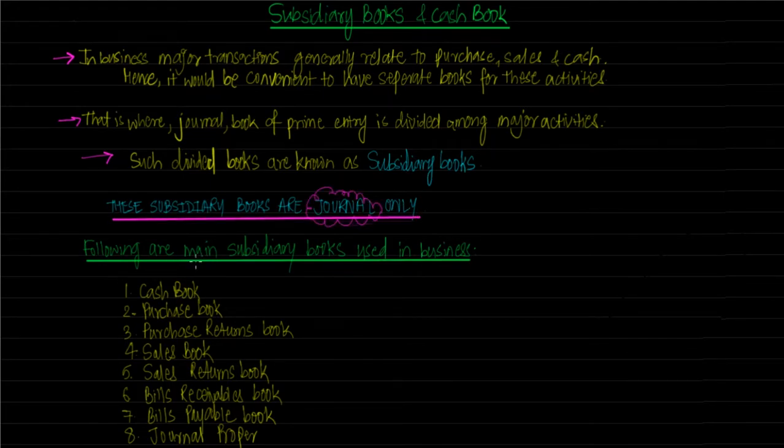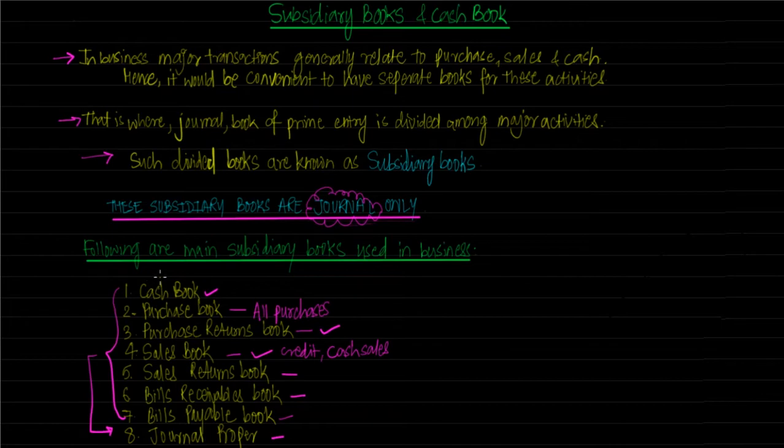Following are the main subsidiary books used in the business. Now in this lecture, we are going to focus on cash book, so I'm not explaining it right now. Second is purchase book. Purchases book is the book in which all purchases are recorded. In purchase return book, all purchase returns are recorded. In sales book, all sales are recorded. Credit sales, cash sales, all sales are recorded in sales book. In sales return book, all types of sales return are recorded. In bills receivable book, bills receivable are recorded. In bills payable book, bills payable are recorded. And in journal proper, any other transactions which are not covered by these first 7 books are recorded.